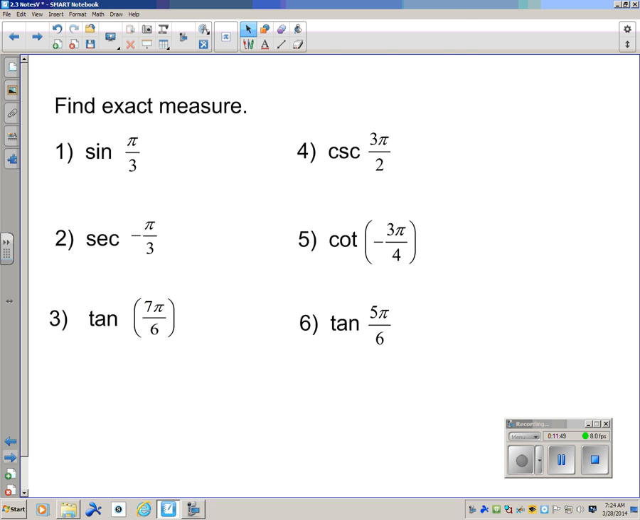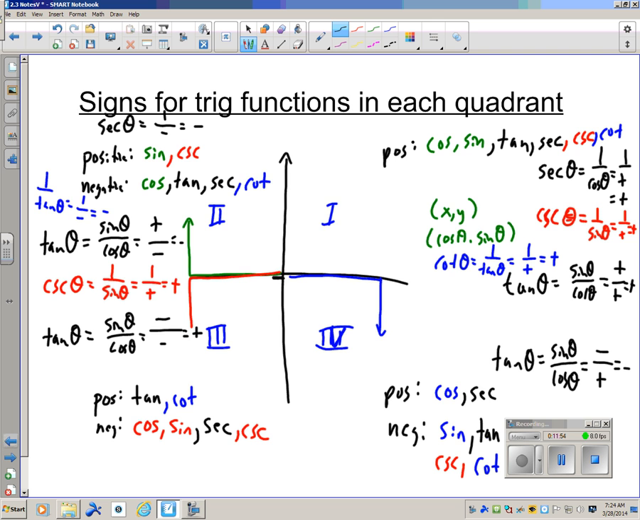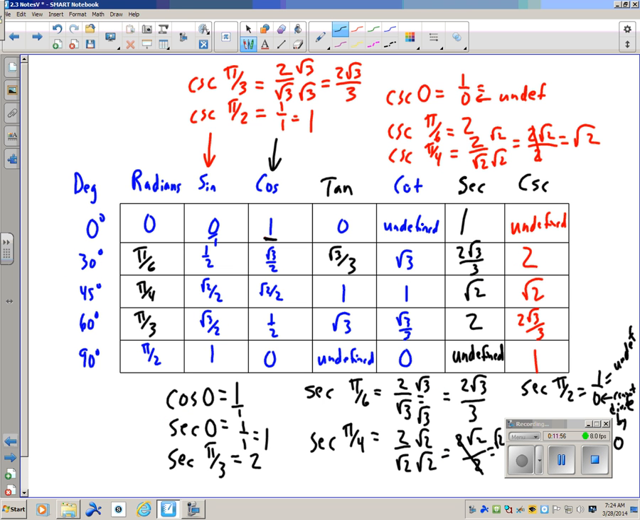So if I just simply look in there at the sine of pi over 3, I can look on my unit circle, or I can look over here on my identity sheet. So if I look at the sine of pi over 3 here, so that's right here. So I get the square root of 3 over 2.